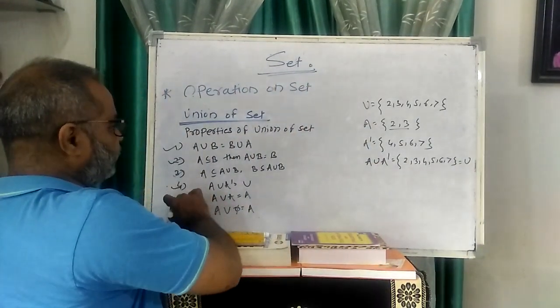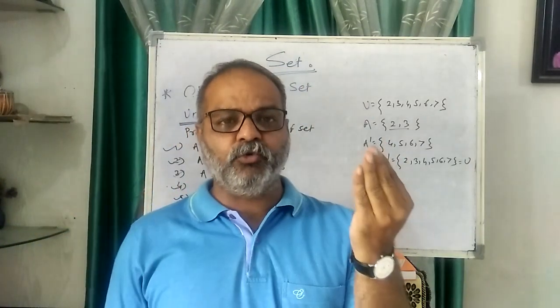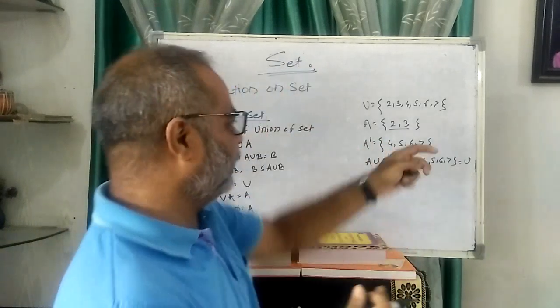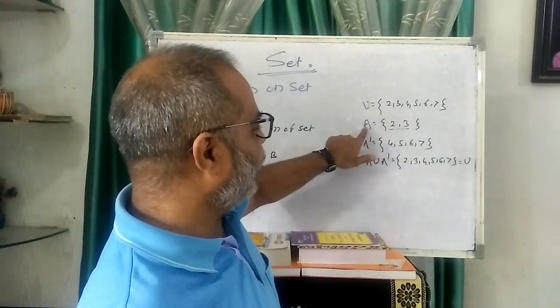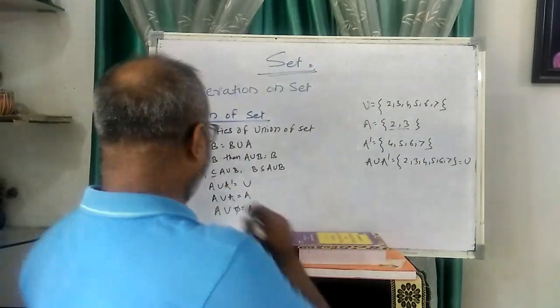Next is A union A is A. Obviously A contains 1, 2, so the union of {1, 2} and {1, 2} is {1, 2}. Here A contains 2, 3, so A union A also contains 2, 3. That means A union A is always A.